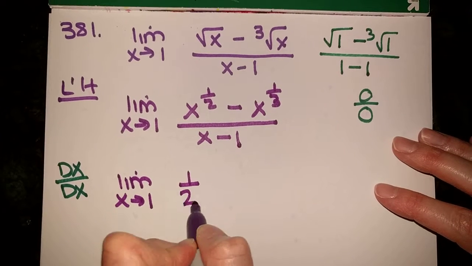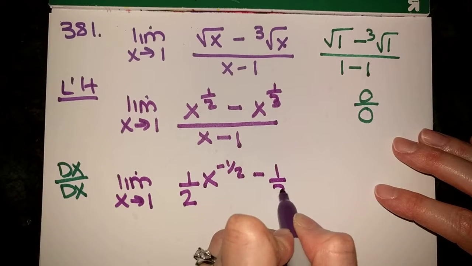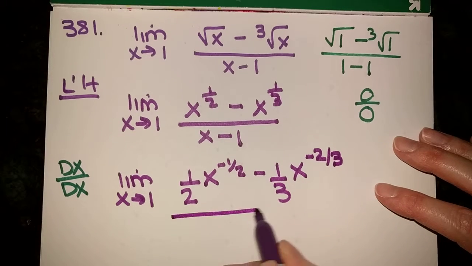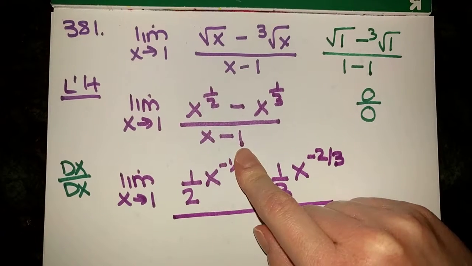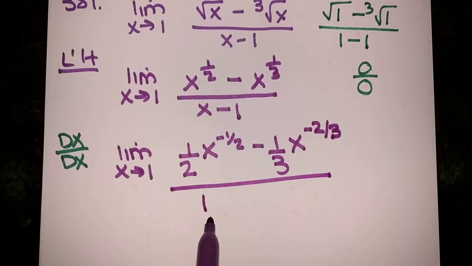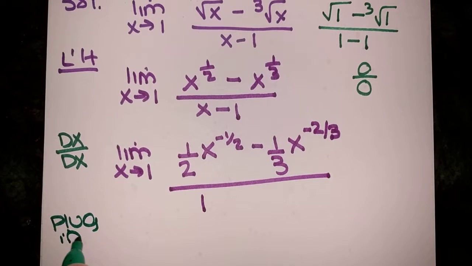And that would give us 1/2 x to the negative 1/2 minus 1/3 x to the negative 2/3 over the derivative of this, x minus 1. X is a linear term, so that would become 1. Minus 1, standalone constant, goes to 0. So after you take the derivative over the derivative, you then plug in and hope for the best.